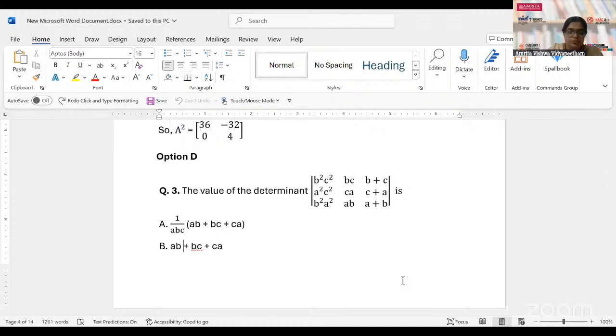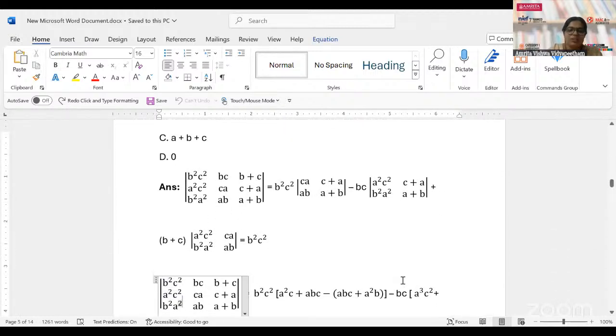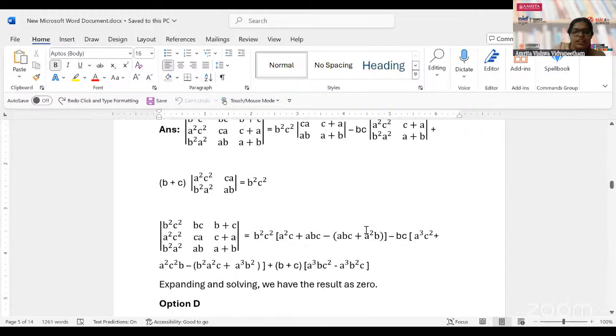So yes, very straight method I've taken because that's easy and it's very less time taking compared to others. So B square, C square, it's CA, C plus A, AB, A plus B, the same way I've done. Once I'm taking this, all the terms will get cancelled out. So once you have an idea how it's going to be, it's very easy for you to solve it. This is already A square C plus ABC minus ABC plus A square B, the whole thing. Just try to expand it and solve it. It's very easy because everything will get cancelled and you'll get the result as 0. I've not expanded it in that detail. I've worked it out in my notebook.